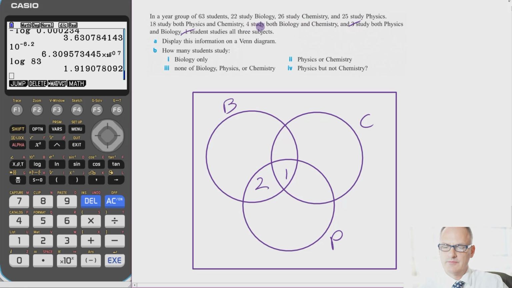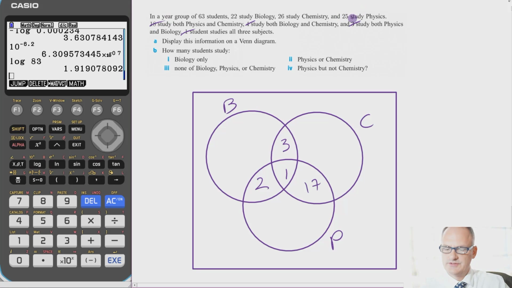So we can cross that out. Now we've got 4 study both biology and chemistry. So 4 in this section. So that means that becomes 3 because we've already got 1. And then we've got 18 study both physics and chemistry. So that means that'll be 17 because you've already got 1 in here. So we've done all the overlaps.